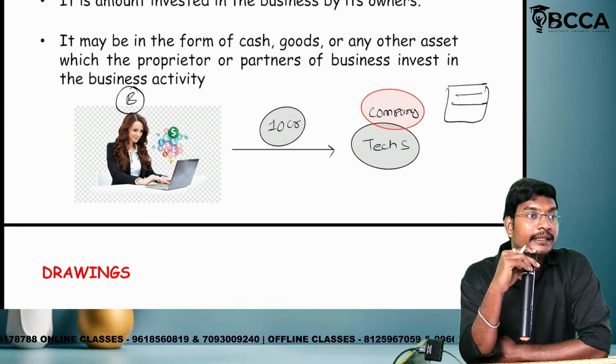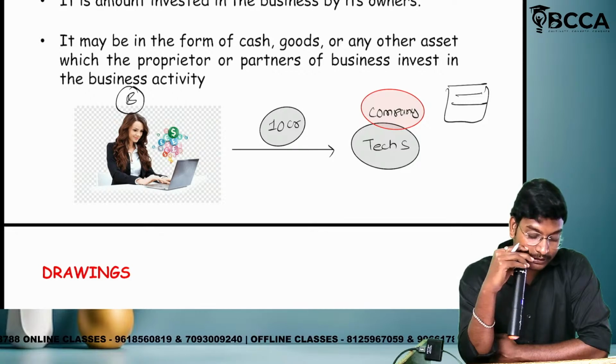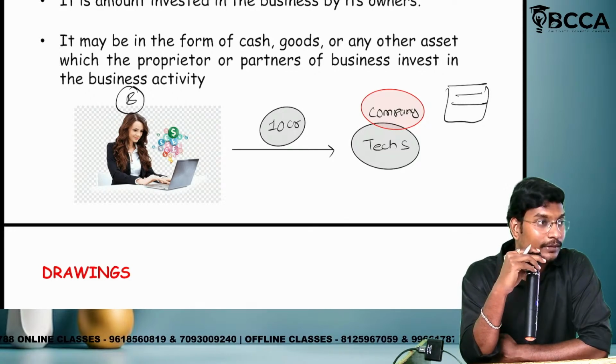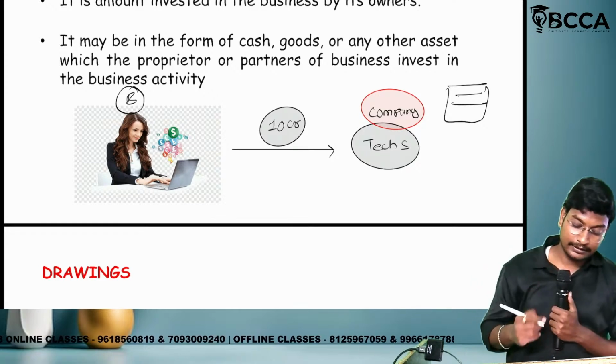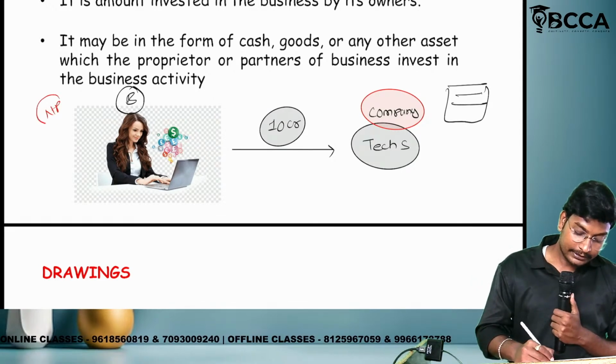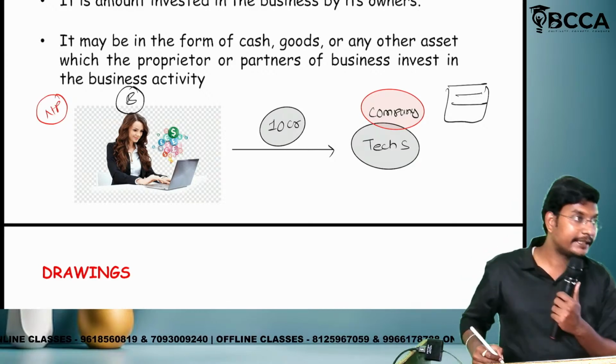Here the proprietor is called what? A human being, or another person? Human being. So that is called a natural person. So here Bhavana is called a natural person. And the tech solution is created by law, yes or no? Tech solutions is created by the law.